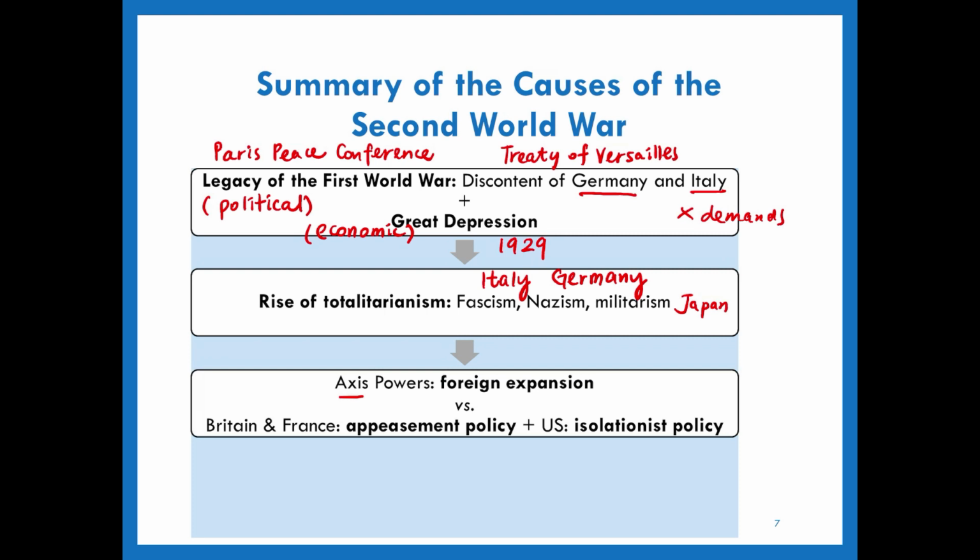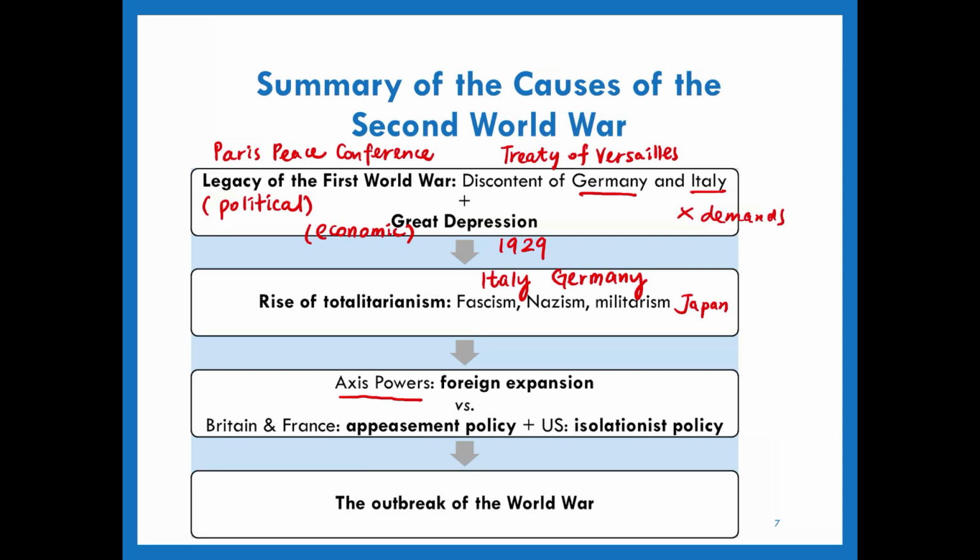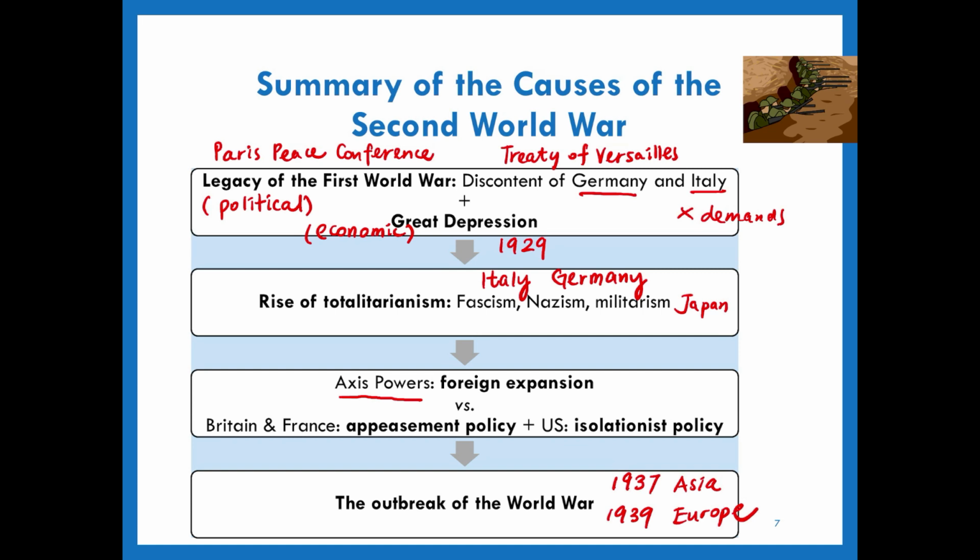These three countries wanted to expand themselves. Finally, they formed the Axis powers. Other countries like Britain, France, and the United States didn't stop their expansion, and eventually, it caused the outbreak of the Second World War. In Asia, it started in 1937. In Europe, it started in 1939.